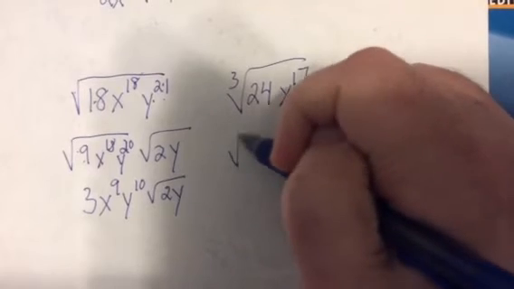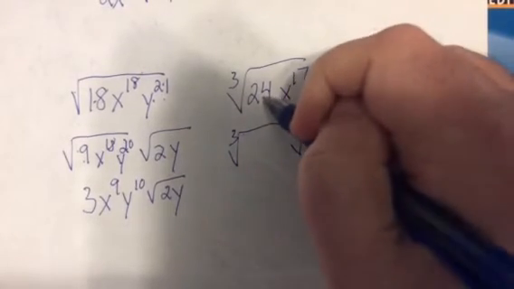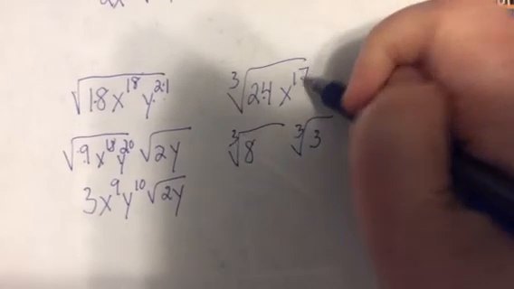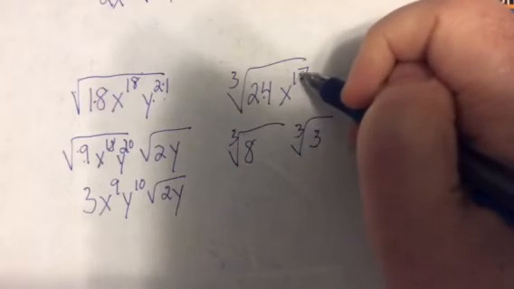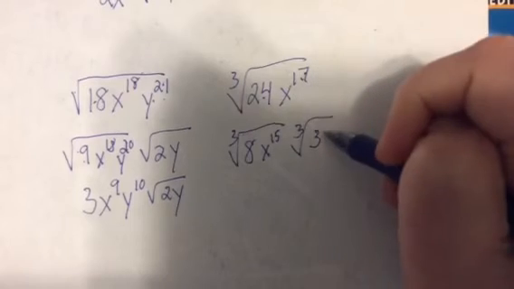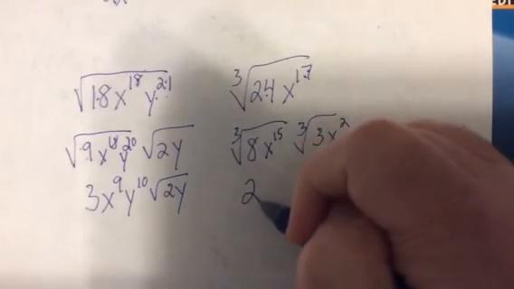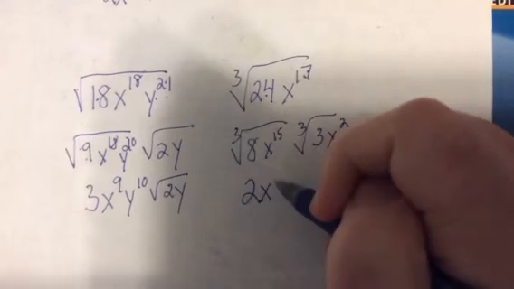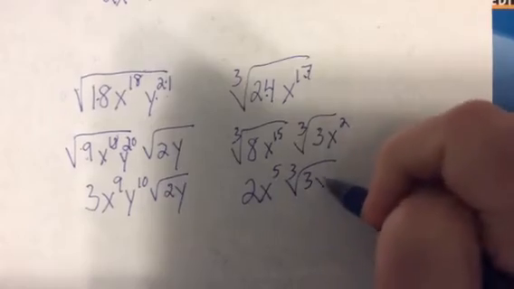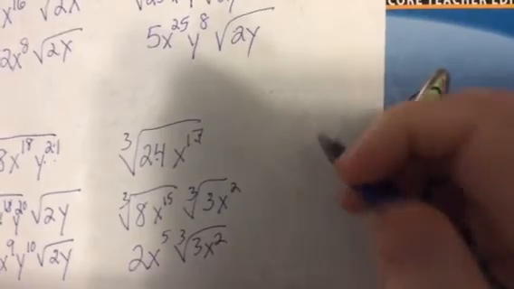This one I need a perfect cube, then the stuff that's left over. So what perfect cube goes into 24? Well, that's 8. 3 is left over. What's divisible by 3, 17 or below? Well, 17's not, 16's not, so it'd be x to the 15th, then x squared left over. So it'd be 2x to the 15 divided by 3 is 5, and then the cube root of 3x squared. Woohoo! Try one more and then that's going to be it.